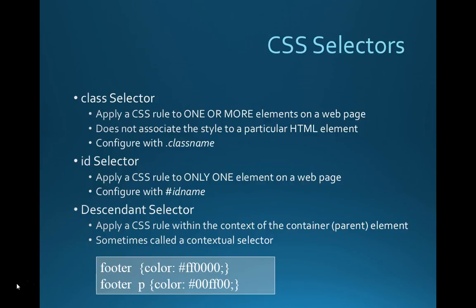This is a descendant selector. It's going to look for a P tag, which must be in the footer to be styled. If it's not, it doesn't get styled. This provides us even more power to really define and be selective about those elements we want to style. Make sense? All right.